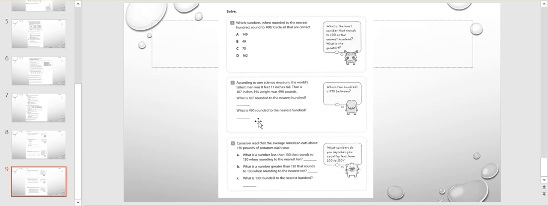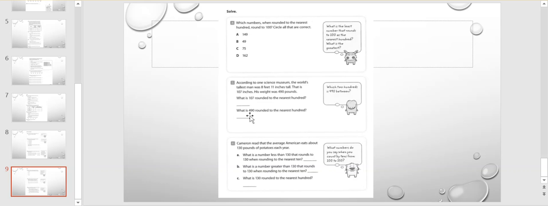Number 5, according to one science museum, the world's tallest man was 8 feet 11 inches tall. That is 107 inches. His weight was 490 pounds. Wowza, that's a big, big guy. What is 107 rounded to the nearest hundred? Go to the hundreds place. Check next door. Are you going to stay at 100 or go up to 200?